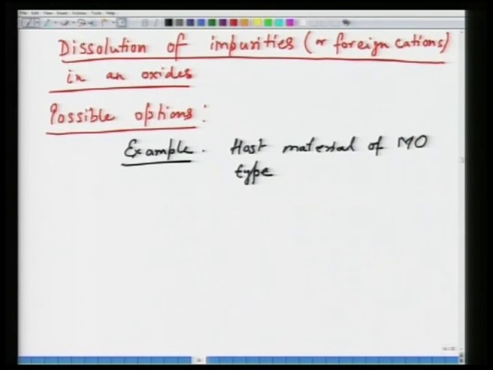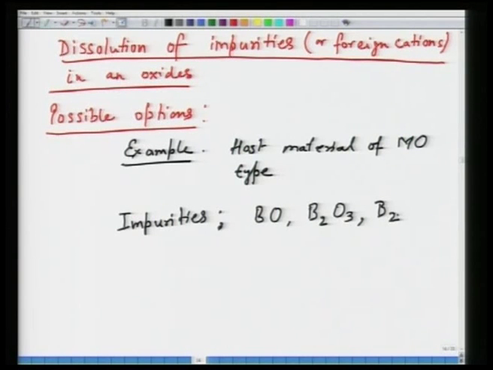So now if you have impurities, the impurities can be BO or B2O3 or B2O or BO2 and so on and so forth.